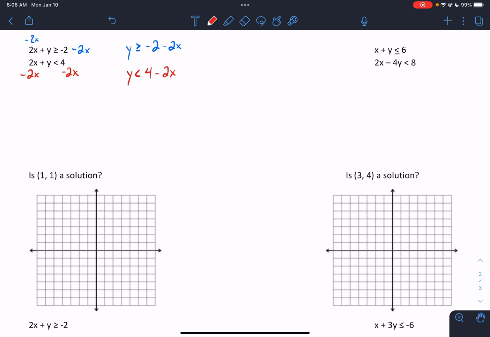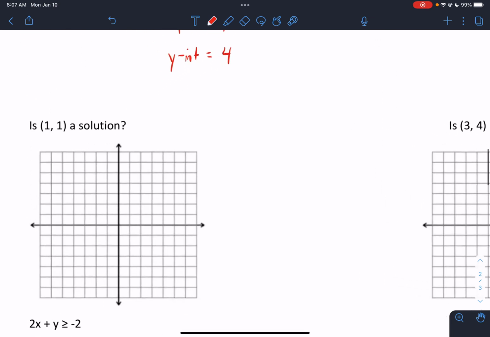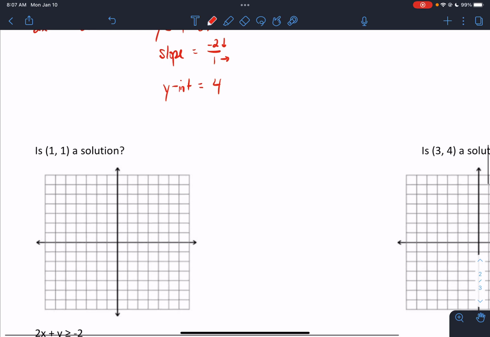So with my red line, I've got a slope of -2/1, and my y-intercept is 4. So -2 for my slope is telling me down 2, right 1. So I go up 1, 2, 3, 4, and then down 2, right 1, down 2, right 1, down 2, right 1.